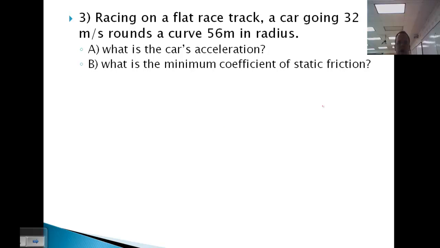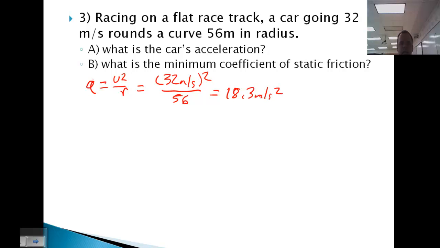Racing on a flat racetrack, a car going 32 meters per second rounds a 56 meter curve. What is its acceleration? So a equals v squared over r. So 32 meters per second squared divided by 56. And we get 18.3 meters per second squared. Now, we want to know the minimum coefficient of static friction. We know friction is going to provide the force into the center of the circle. We're going to have a normal force and a gravitational force.